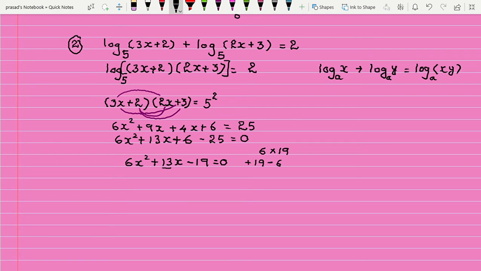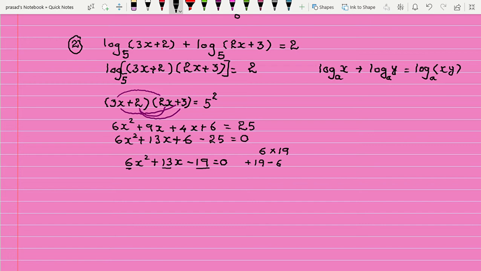Because x square has a coefficient 6, you will first multiply with the constant term, and the last term sign, that is constant sign, is minus. So you consider the difference of the factors. Difference should be equal to the coefficient of the middle term. So factorize 6 into 19 in such a way that the difference is 13. Okay, and you get 19 and 6 as the two factors.